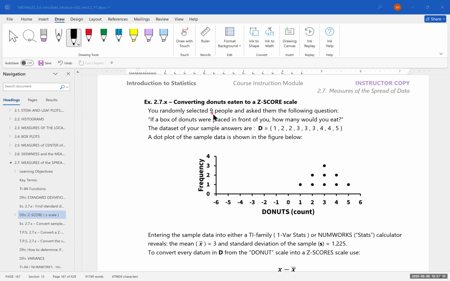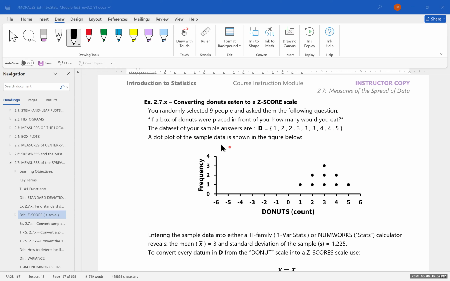So you randomly selected 9 people and asked them the following question. If a box of donuts were placed in front of you, how many would you eat? So the data set of your sample answers is this. One person said that they would take one donut. 2 people said that they would take 2 donuts. 3 people said that they would take 3 donuts. 2 people said they would take 4 donuts. And 1 person said they would take 5.